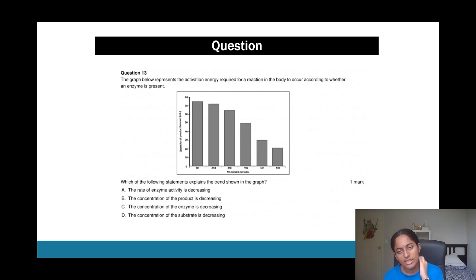This next question is a graphing question, and it is asking you to represent the activation energy required for a reaction in the body. That's pretty much what it's showing. And it's asking you which trend is being shown in this graph. Pause the video and have a go at this question.